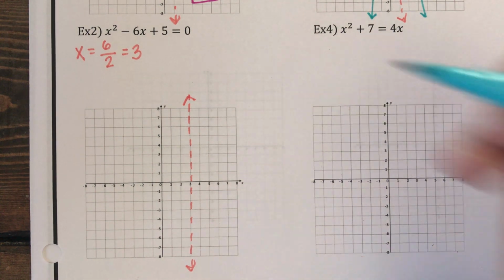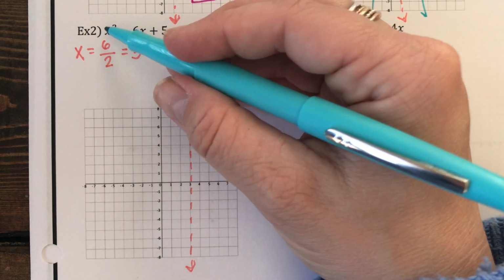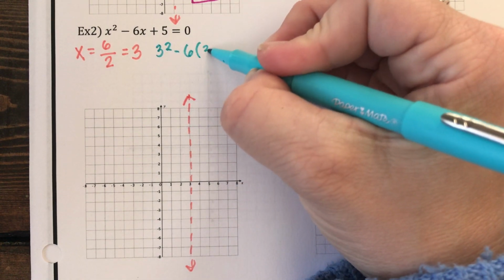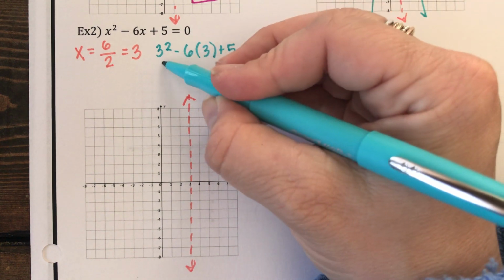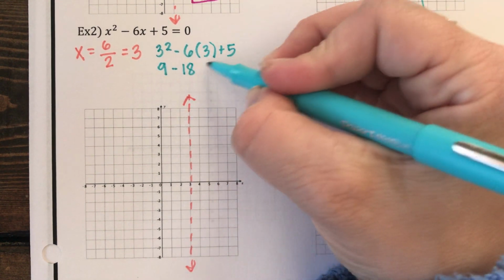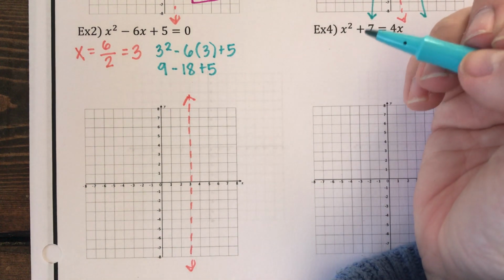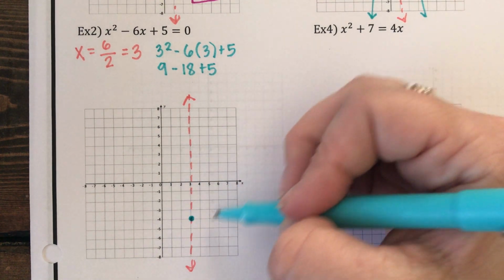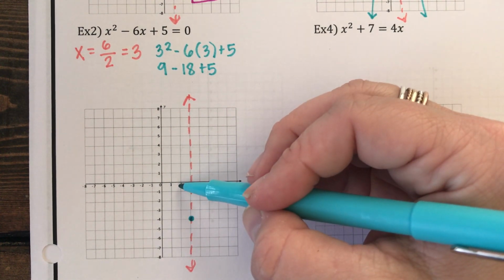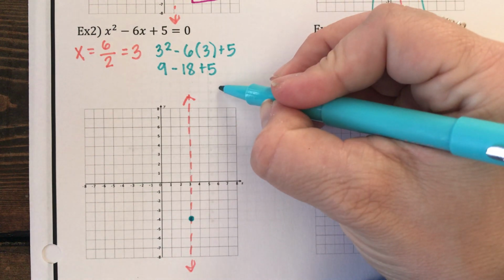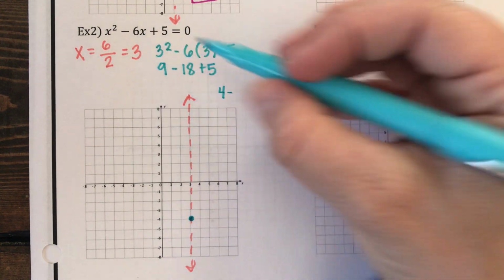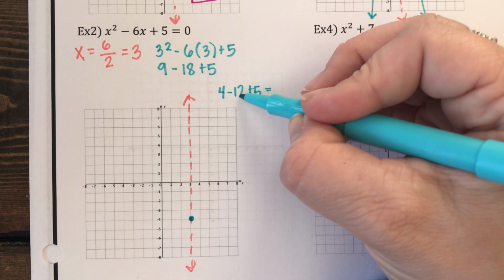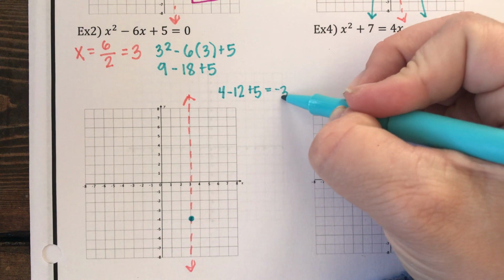So now let's find the vertex. If x is 3, I'm going to plug that in: 3 squared minus 6 times 3 plus 5. So that's 9 minus 18 is negative 9 plus 5 is negative 4. Okay, I know it's going to be opening up, so let's plug in a 2. If I plug 2 in here, I have 2 squared is 4 minus 12 plus 5. 4 minus 12 is negative 8 plus 5 is negative 3.